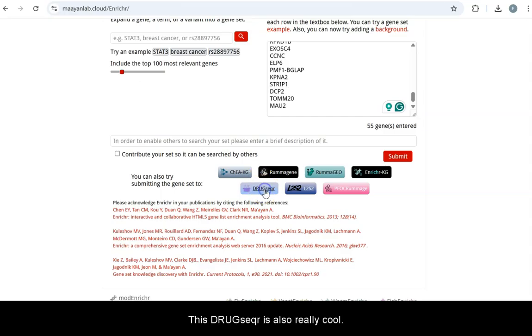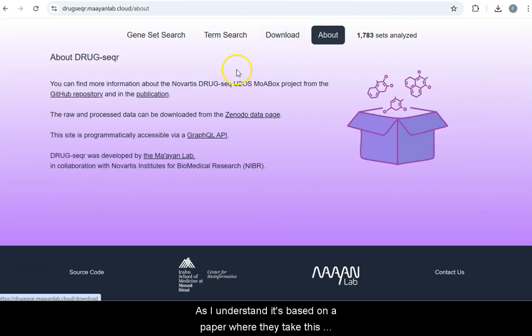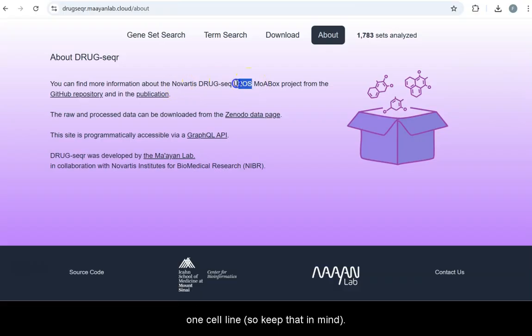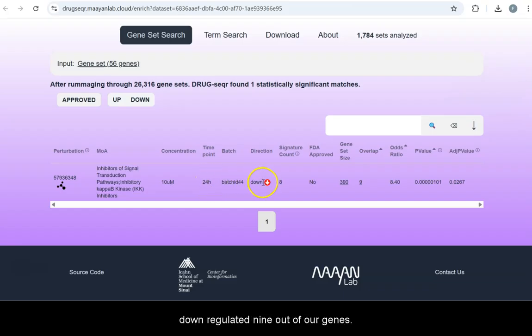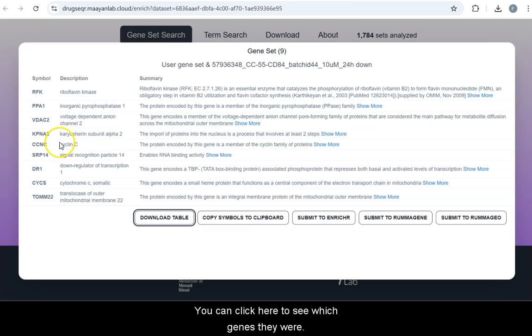This Drug Seeker is also really cool. As I understand, it's based on a paper where they take one cell line, so keep that in mind, it's a one cell line data set, where they put a lot of drugs on top of the cell line and then did RNA-seq to look at which genes were regulated. And so here we come in with our data set, and it found one drug that at 10 micromolar for 24 hours in this particular cell line downregulated 9 out of our genes, right? And you can click here to see which genes they were.